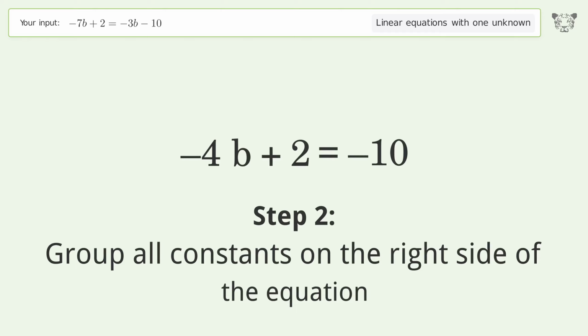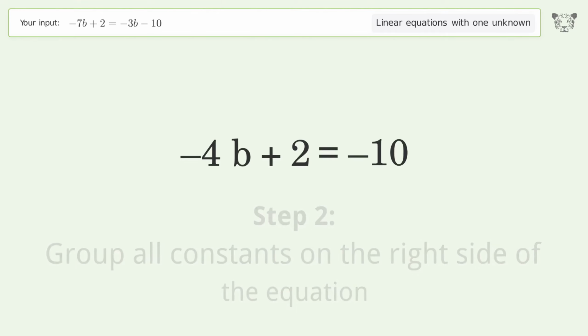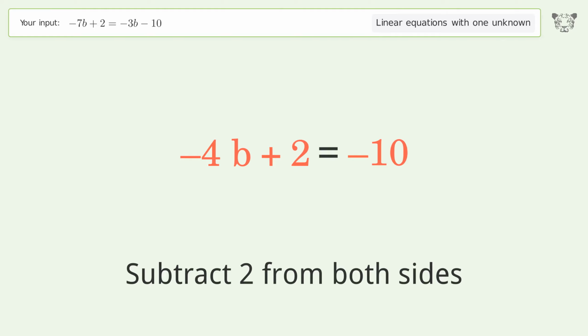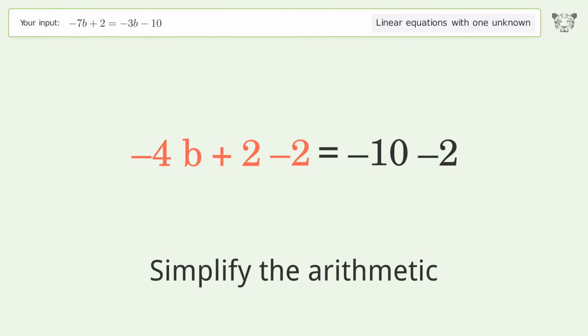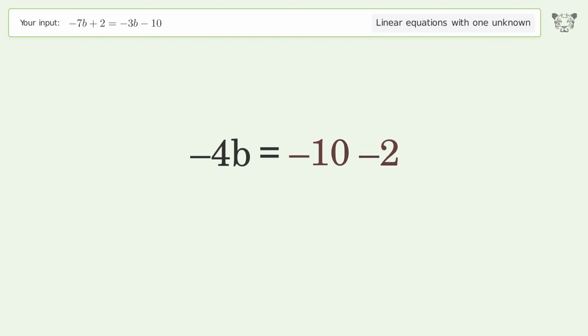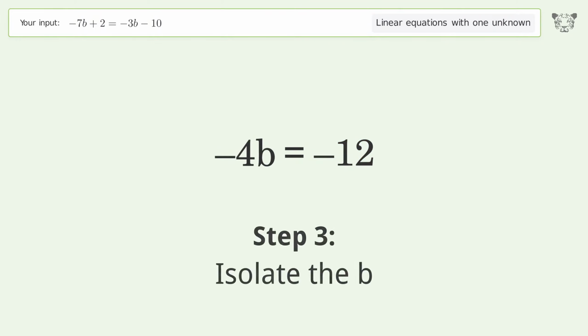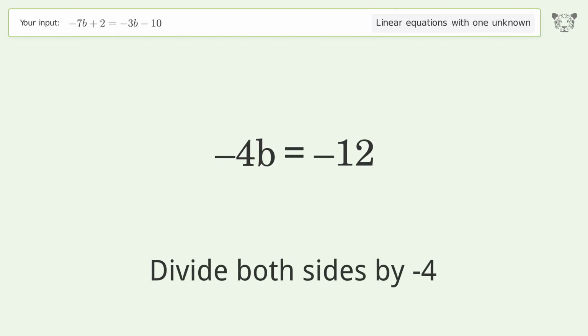Group all constants on the right side of the equation. Subtract 2 from both sides. Simplify the arithmetic. Isolate the b. Divide both sides by -4.